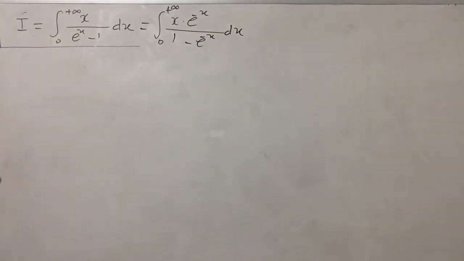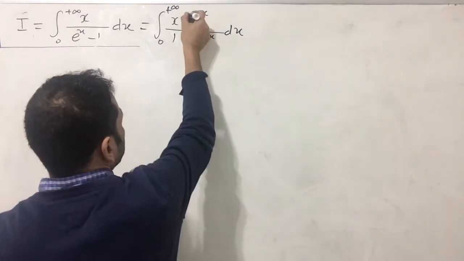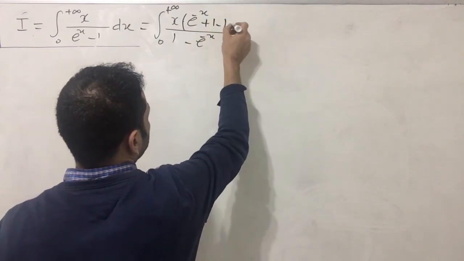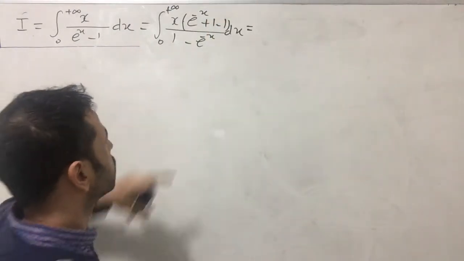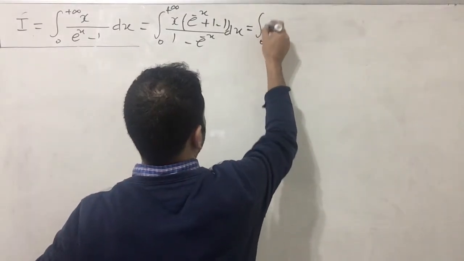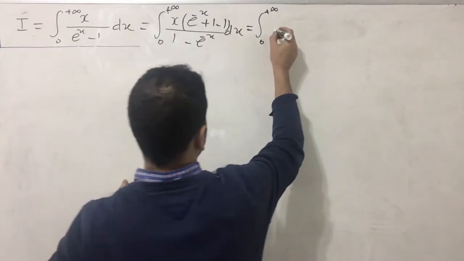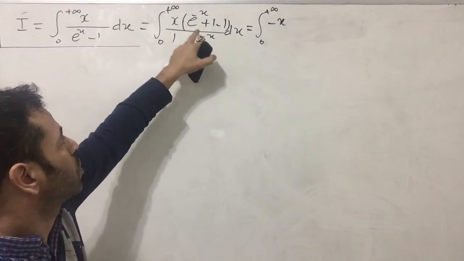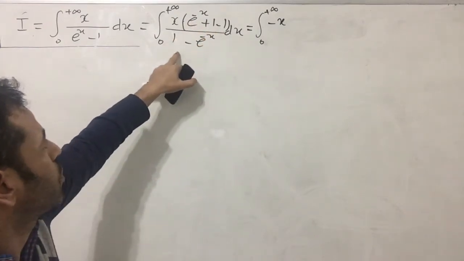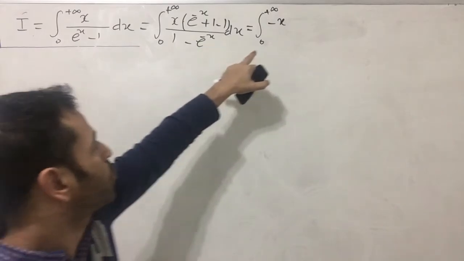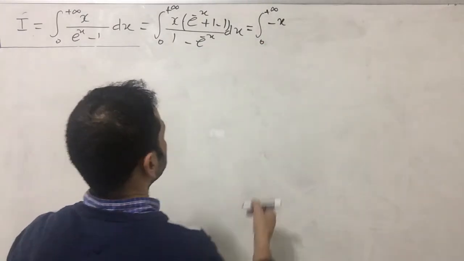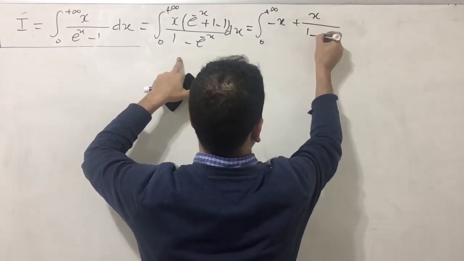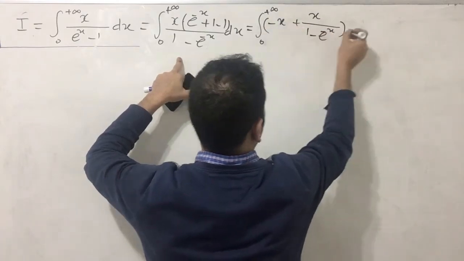So what I'm going to do now is add the number 1 and subtract the number 1 at the same time. By simplifying this, I will have this integral from 0 to plus infinity. I will have minus x, because the numerator is e to the minus x minus 1. Underneath I have 1 minus e to the minus x. That means I put a minus sign in the front. So I will have minus x plus x over 1 minus e to the minus x, the whole thing dx.